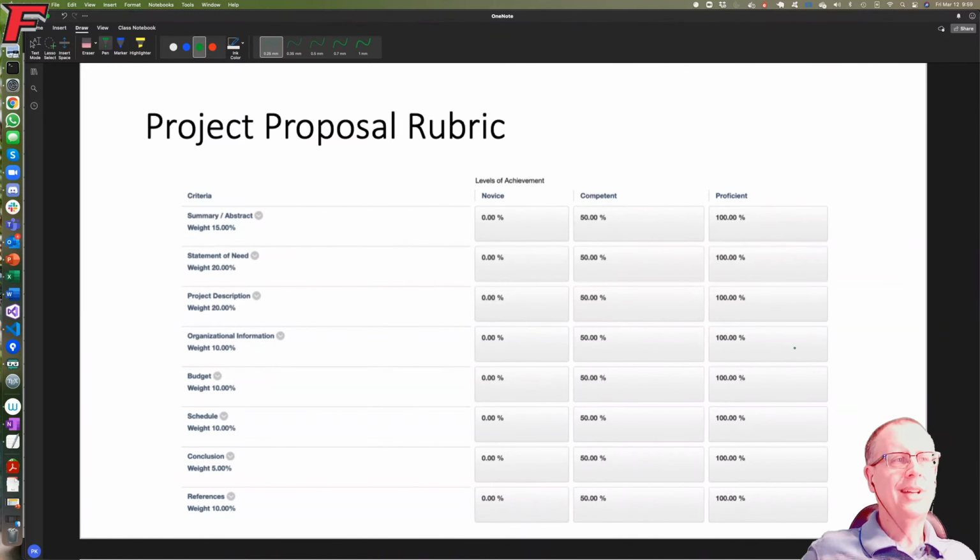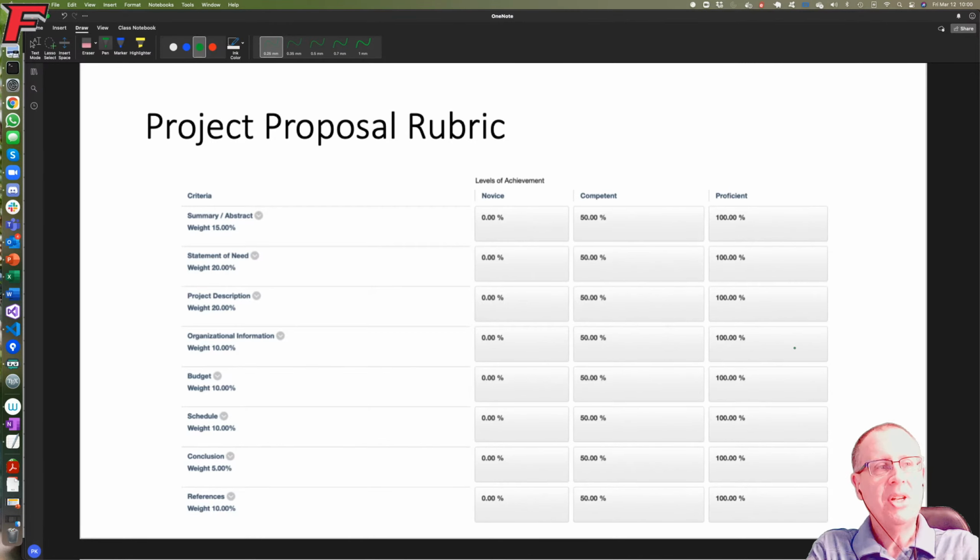So I thought I should start talking about the project proposal by talking about how I'm going to grade it, right? Professor Broderick has a much more detailed rubric that I'm going to go through, but its headline information are these pieces: the summary or the abstract, a statement of need, the project description, the organisational information, a budget, a schedule, and then conclusions and references.